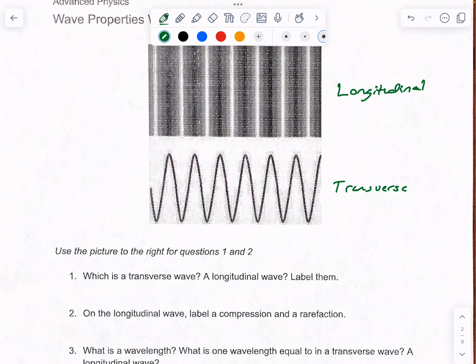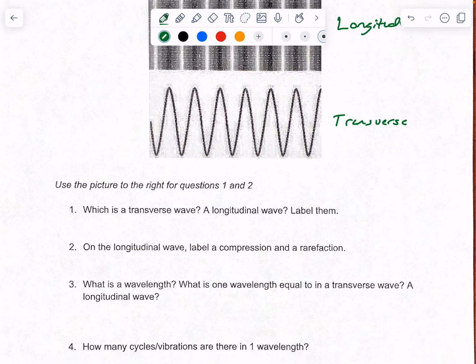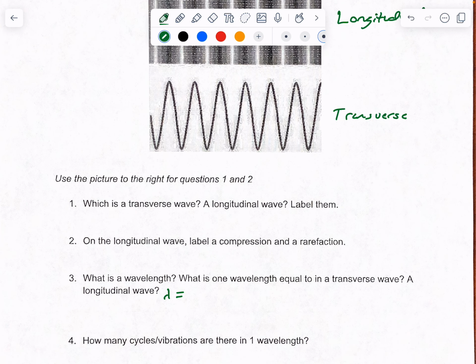Okay, 3, what is a wavelength? What is one wavelength equal to in a transverse wave and longitudinal wave? Okay, so wavelength is just one full wave. Okay, that's nothing too crazy there, so one full wave. Now, on a transverse wave, you have to have one full crest and one full trough.